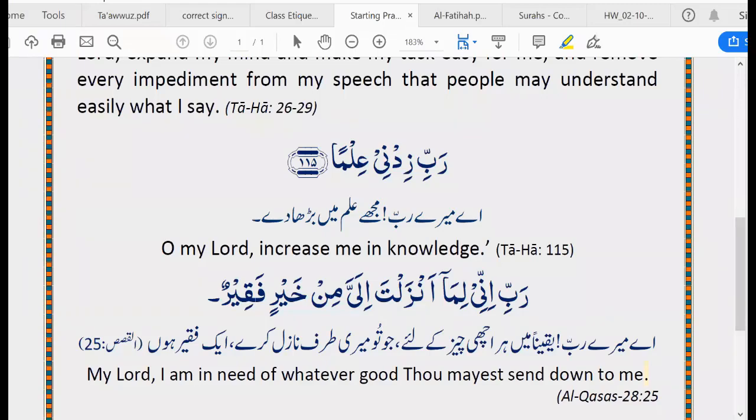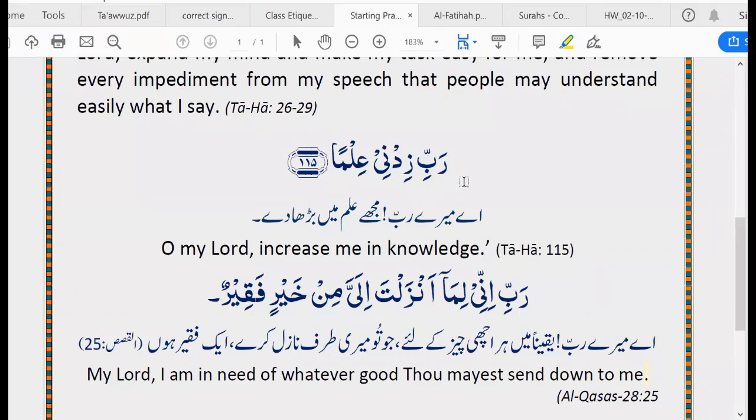And yeah. Can you please recite the starting prayer? Rabbi zidni ilma. Yeah, and the translation. Can you please? Oh my Lord, increase me in my knowledge. Can you please recite slowly, and don't forget to recite tawuz and tasmiyah, please.